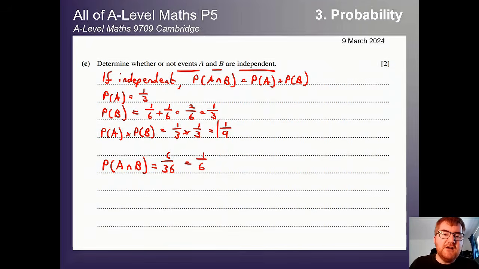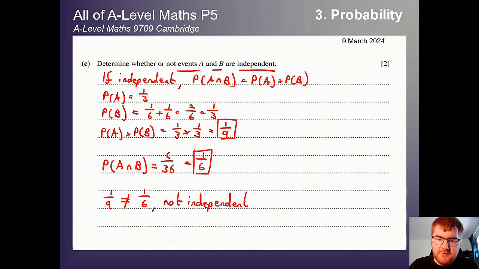Notice these answers are not the same. 1 out of 9 is very clearly not the same as 1 out of 6. Therefore, these two things are not the same, and therefore it is not independent. That is very useful to know, generally speaking, with any event.